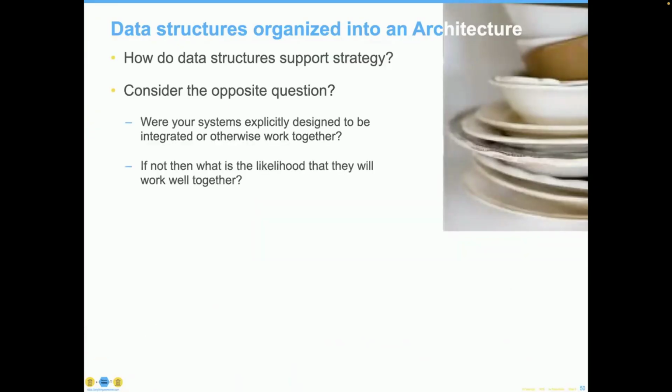In fact, an architecture is functionally incomplete if we don't have all of them guided by some sort of strategy. So how do data structures support strategy? Consider the opposite question. If your systems weren't explicitly designed to be integrated or otherwise work together, what's the likelihood that they will happen to?